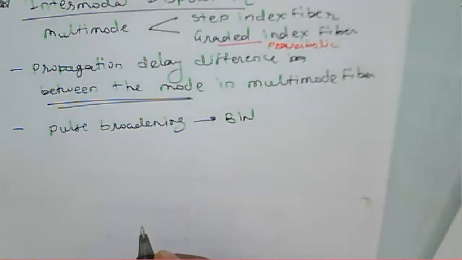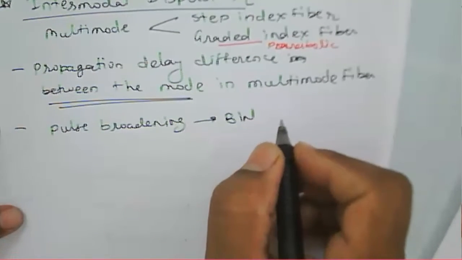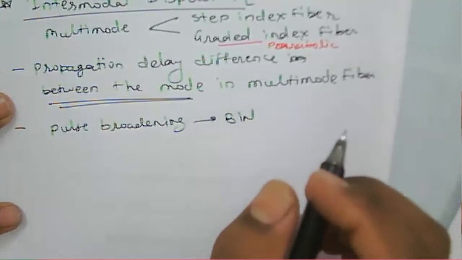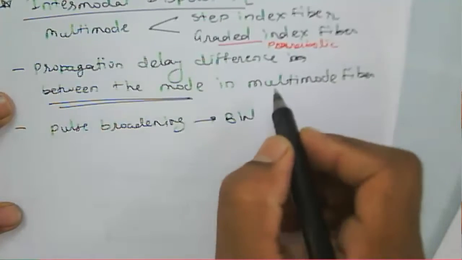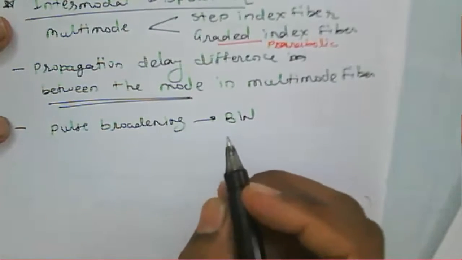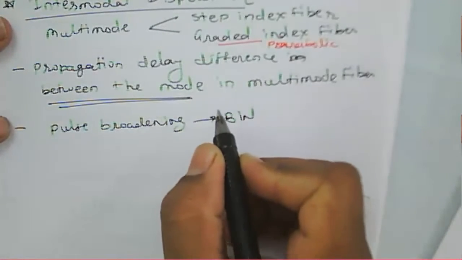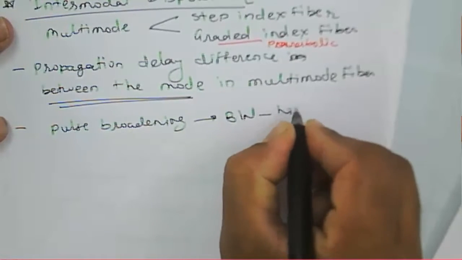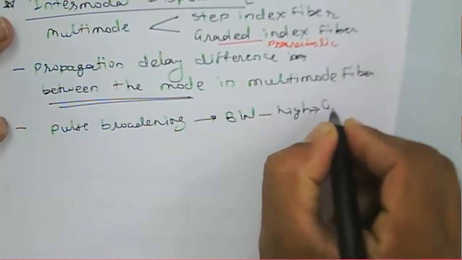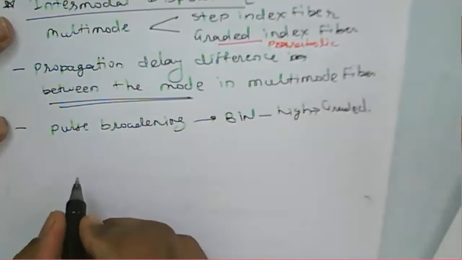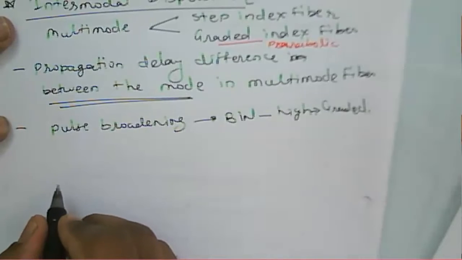Now if you consider the multimode step index fiber, because pulse broadening is large, there are limitations on the bandwidth. But if you consider the graded index fiber, because pulse broadening is low as compared to the step index fiber, then bandwidth will be increased here. So bandwidth will be high when we use a graded index fiber.